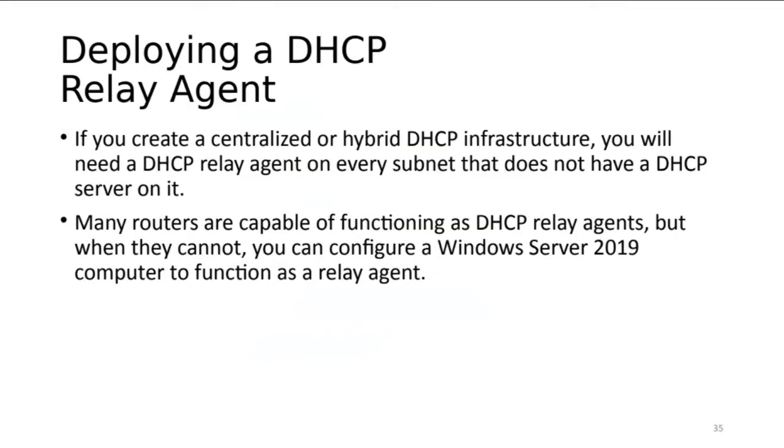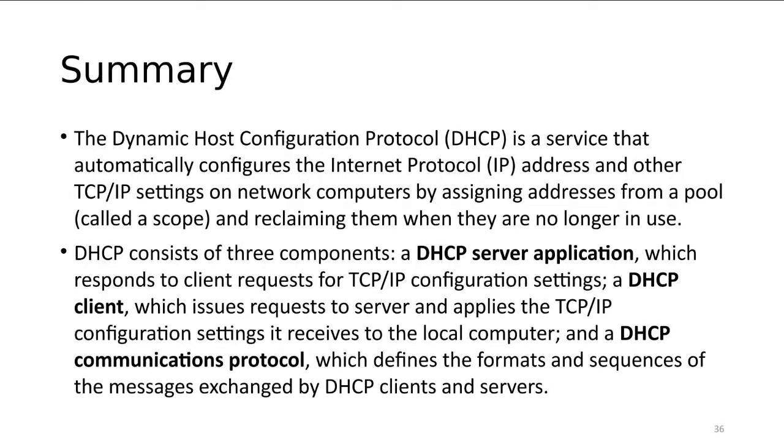Deploying a DHCP relay agent is needed if we are doing a centralized or hybrid DHCP infrastructure. By the way, nowadays many routers are capable of functioning as a DHCP relay agent. However, if they are not, you can configure a Windows Server 2019 computer to function as a relay agent in your network. This is the summary of what we have learned in this lecture. So please let's read and answer your questions.